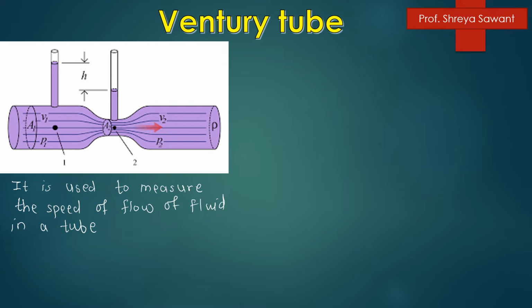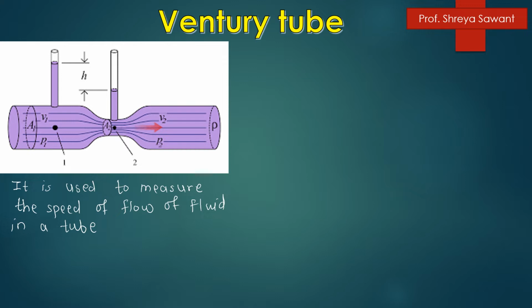Venturi tube having a constriction tube. Constriction tube means it can expand or compress. As the fluid passes through this constriction, its speed increases in accordance with the equation of continuity, and thus the pressure decreases as required by the Bernoulli equation. Okay, so this is nothing but the Venturi tube.